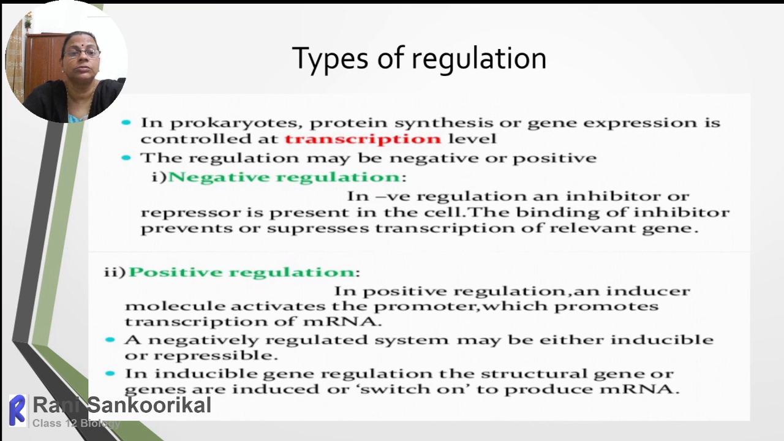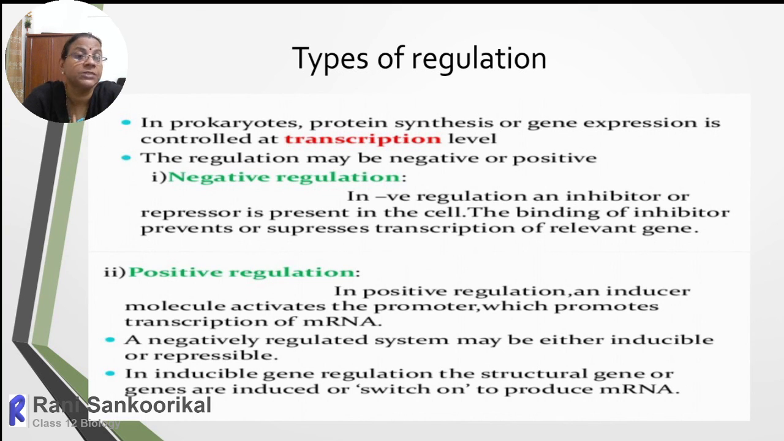Then again, two types of negative regulated system. For the operon itself, we can say there are two types of operons, that is inducible operon and repressible operon. So inducible operon, the typical example is the lac operon. Here the transcription is induced in the presence of an inducer. So a negatively regulated system may be either inducible or repressible.